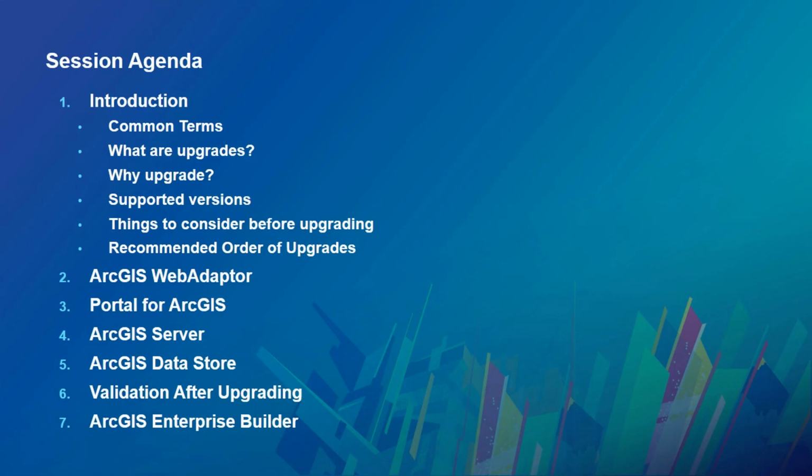All right, so today we're going to talk about some common terms with upgrades. We're going to talk about what upgrades are, why you should upgrade, supported versions to upgrade from and to, some things you should consider before performing the upgrade, and we'll also discuss the recommended order of which components you should upgrade first of Enterprise. And then we'll discuss each component upgrade experience. First, the ArcGIS Web Adapter, the portal for ArcGIS, the ArcGIS for Server, and then the Datastore.